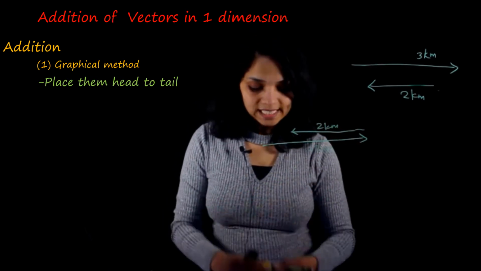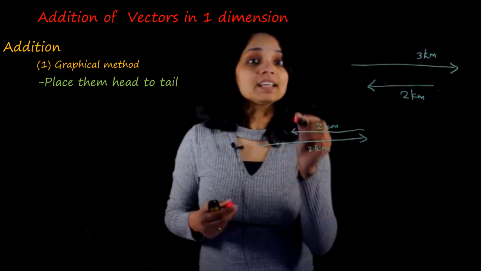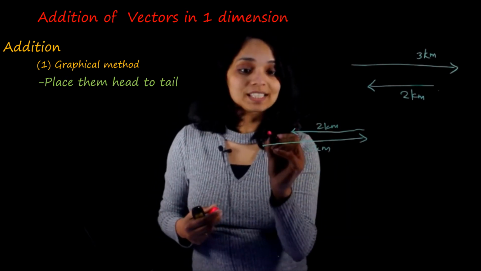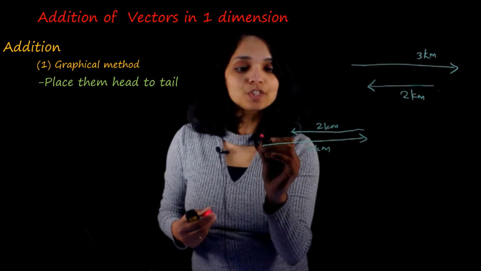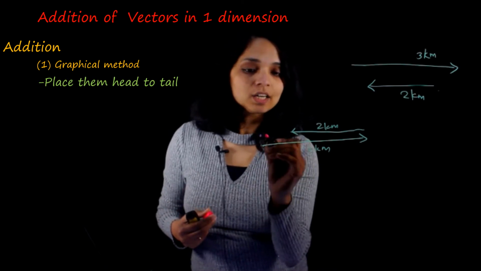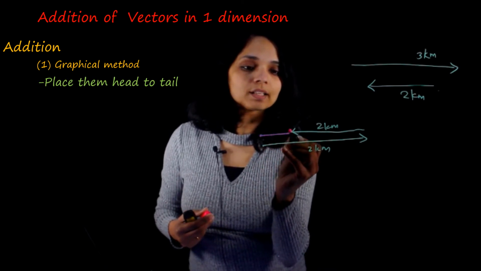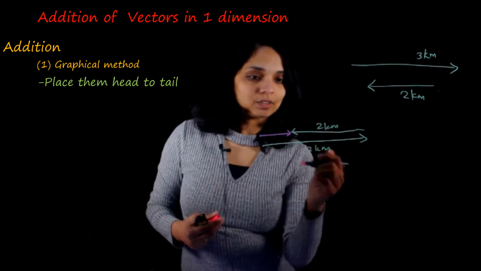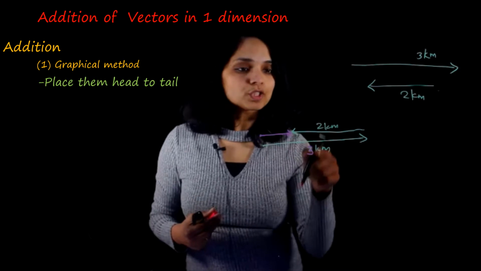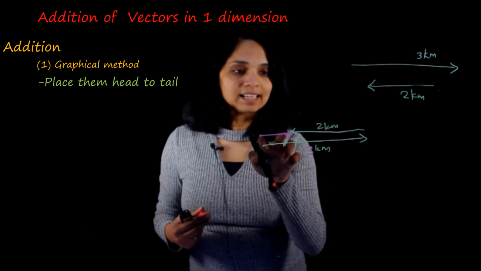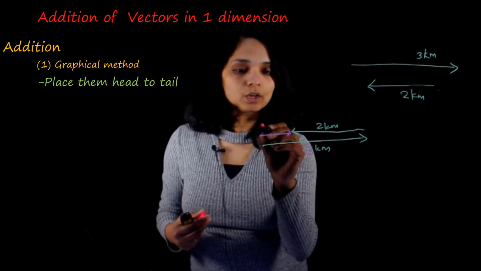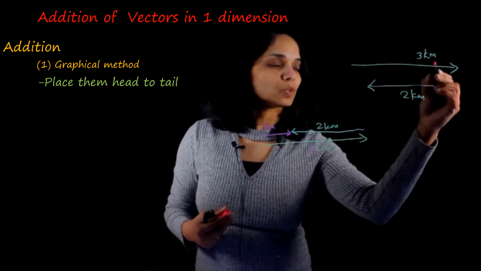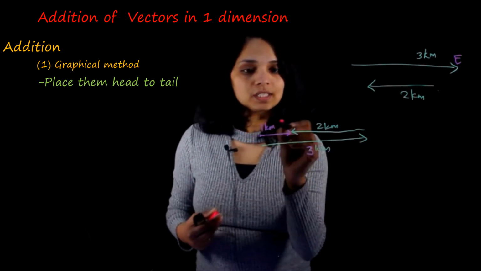Okay, and the resultant vector is a new vector which starts from the tail of the first vector, from here, to the head of the other vector. So this is the resultant. Of course you can see that the length is 3 minus 2, 1 kilometer. And because this was east, this is to the east.